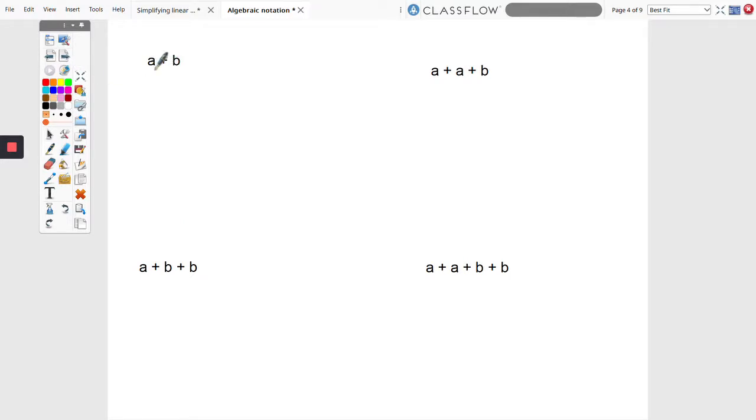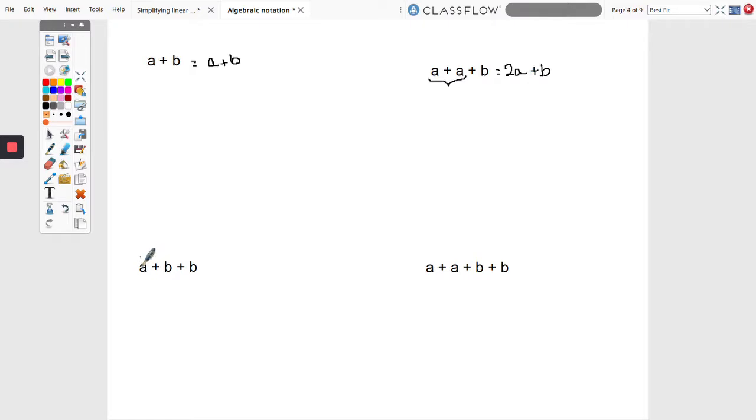Now I can't add a's to b's. So a plus b, I wouldn't be able to write that any other way. I'd have to write that still as a plus b. I can't simplify it any further. If I look at my next expression, I've got a add a add b. So I can add my a's together. So I've got 1, 2 a's. So that will give me 2a. And I'm going to just write my plus b on the end.